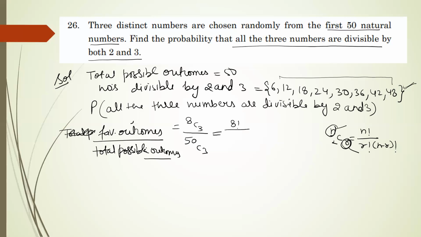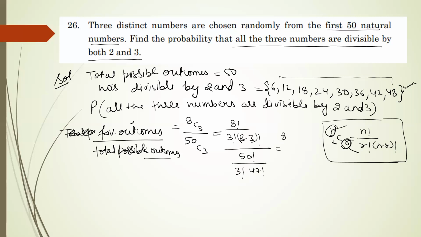8 factorial over 3 factorial, (8 minus 3) factorial, upon 50 factorial over 3 factorial, and 50 minus 3 gives you 47 factorial. Now solving further, putting it in a box, you will get 8 factorial over 3 factorial, (8 minus 3) which is 5 factorial, upon 50 factorial over 3 factorial, 47 factorial.